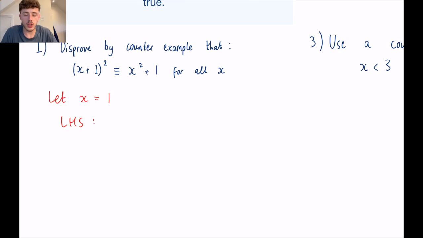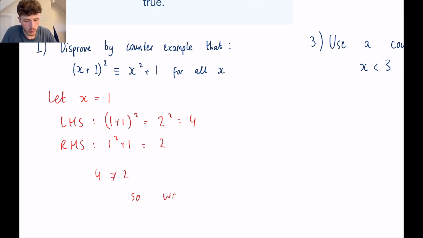So we could say something like let x equal 1, and it's always good to prove the left hand side, so LHS, 1 plus 1 all squared is the same as 2 squared, which is 4. If we do the same for the right hand side, you can see that 1 squared plus 1 is going to be equal to 2. 4 is not equal to 2, so it is not true for all values of x, and that will be your final answer.